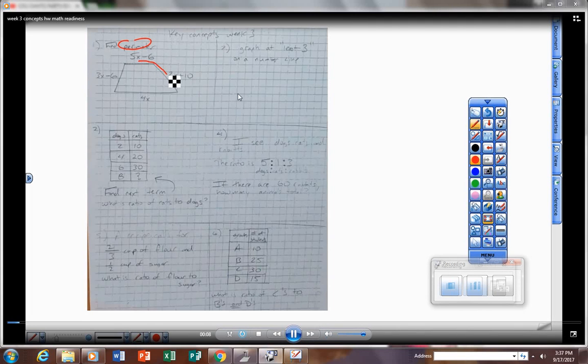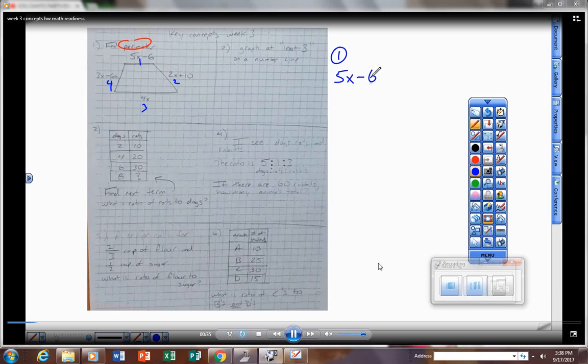Alright, perimeter, remember, is the length of all the edges all the way around. So to find this perimeter, I'm going to combine all these terms starting from the top going clockwise. So 1, 2, 3, 4. I'm going to add 5x minus 6, combine it with 2x plus 10 plus 4x plus 3x minus 6, combining like terms, only x's and numbers.